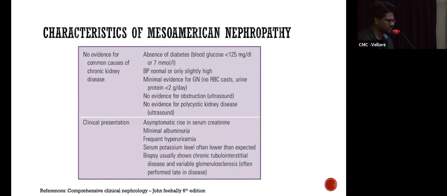Clinical presentation wise, most of the time it is an asymptomatic rise in creatinine, minimal albuminuria, frequent hyperuricemia, and low potassium level, and biopsy showing chronic tubulointerstitial disease with glomerulosclerosis in the late stages.